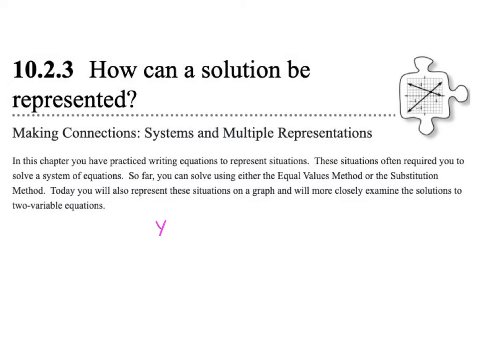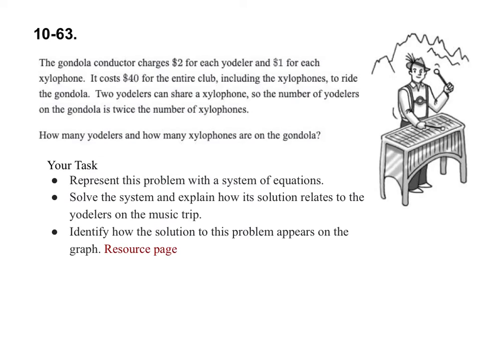Two variable equations would just be something like this. That has got two variables. You've got your y and your x, so two variables. Let's see what's next. So here's our situation.